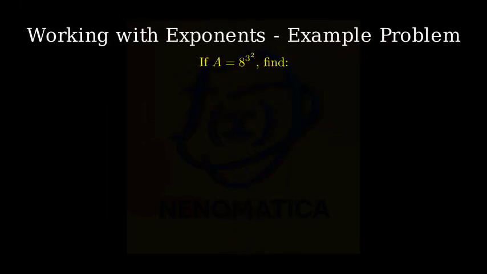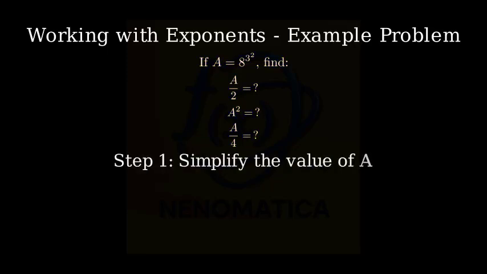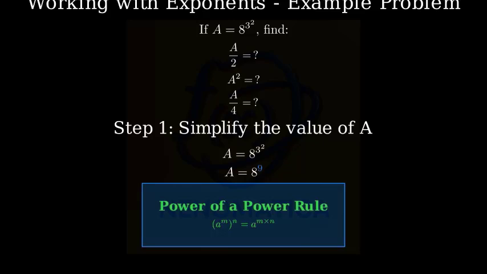We're given that a equals 8 raised to the power of 3 squared. We need to find a divided by 2, a squared, and a divided by 4. Let's start by simplifying the value of a. We have a equals 8 raised to the power of 3 squared. The exponent 3 squared equals 9, so we have a equals 8 to the power of 9.